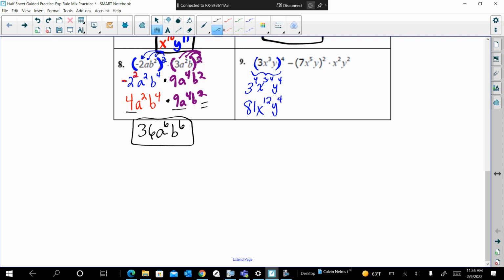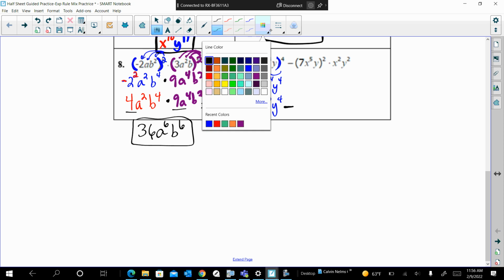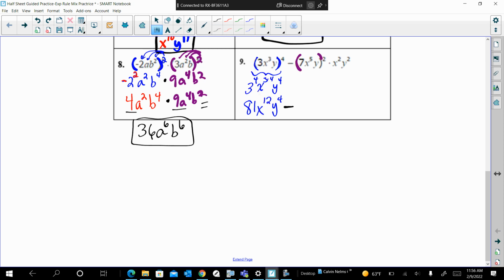Then we had a minus, and we're going to do the next set of parentheses. So try the next one. Again, you have to fix the number. You're not putting that to the power of 2. Yeah, that's right.